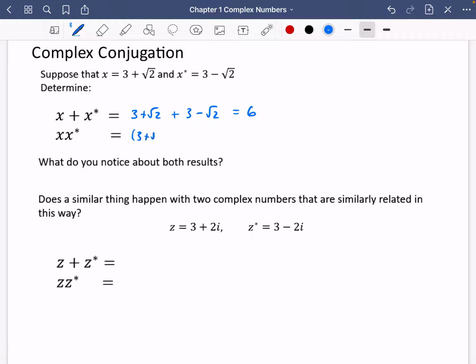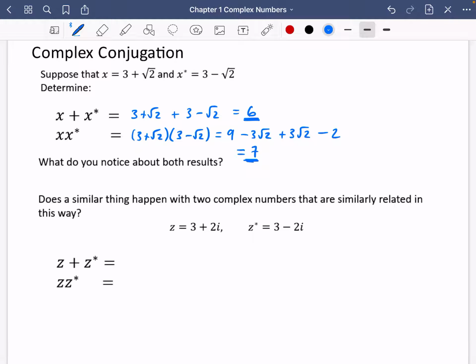So we're now going to work out x times x conjugate. In other words, when you multiply these two things together, you get 3 plus root 2 and 3 minus root 2. Well, the 3 times 3 is 9. The 3 times the minus root 2 is minus 3 root 2. The root 2 times 3 is plus 3 root 2. And the plus root 2 times the minus root 2 is going to be minus 2, because square root 2 times the square root of 2 is just 2. So you'll notice that the 3 root 2's cancel and you just get left with 9 minus 2, which is 7. So our answers are 6 and 7.